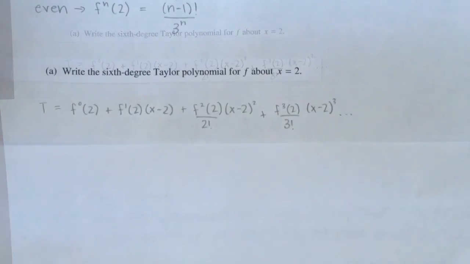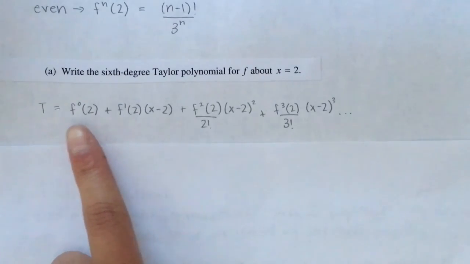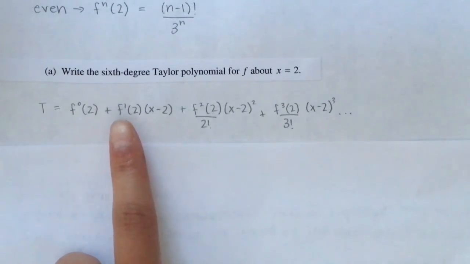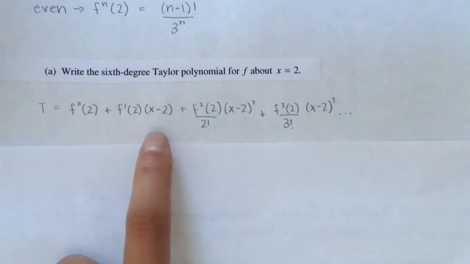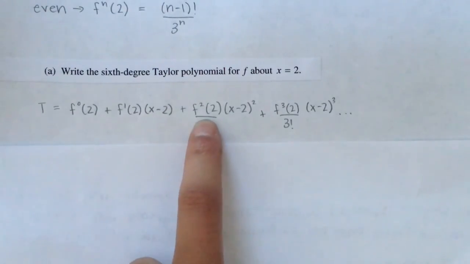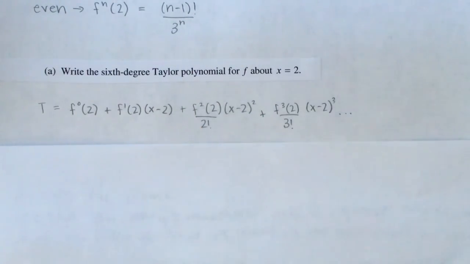Part A says, write the 6th-degree Taylor polynomial for f about x equals 2. A Taylor polynomial looks like this. You have the 0th derivative of f times (x minus 2) raised to the 0 over 0 factorial, plus the first derivative of f times (x minus 2) raised to the 1 over 1 factorial, plus the second derivative of f times (x minus 2) squared over 2 factorial, and so on. The reason it has x minus 2 is because the problem says you need the Taylor polynomial about x equals 2.